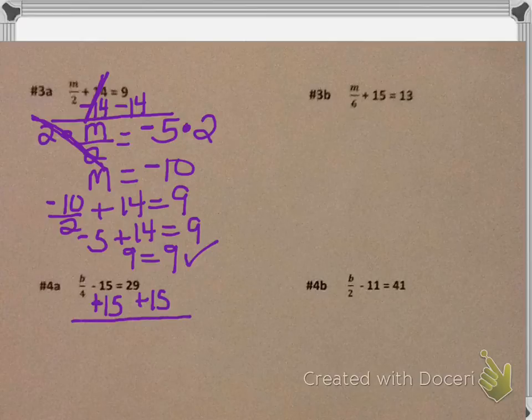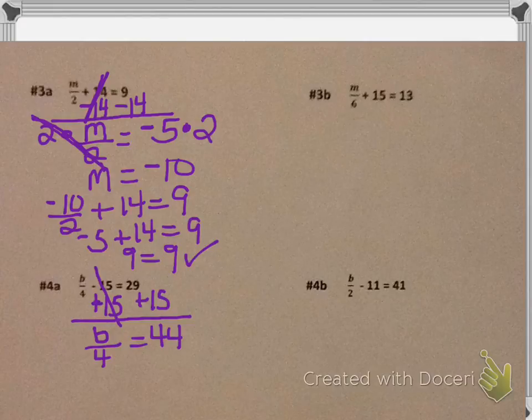Now the minus 15 and the plus 15, they're opposites of each other. They're going to cancel out. So we cross that out and we are left with b divided by 4 equals. Now 29 plus 15, that's just a simple add, and it is going to be 44.